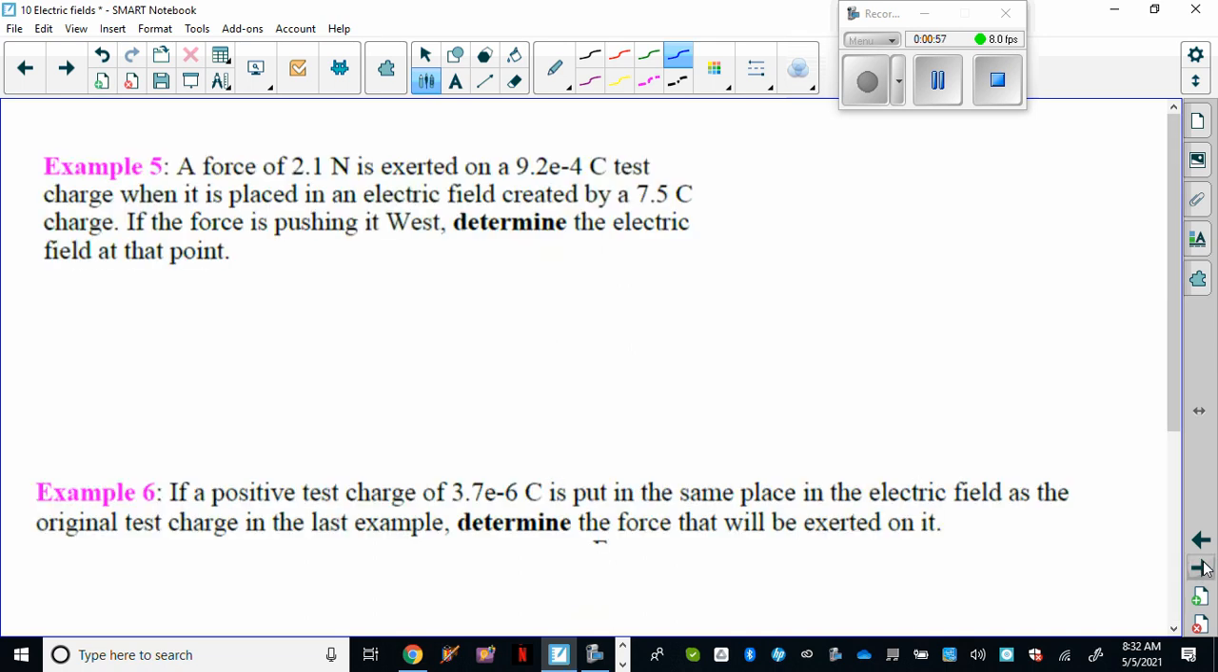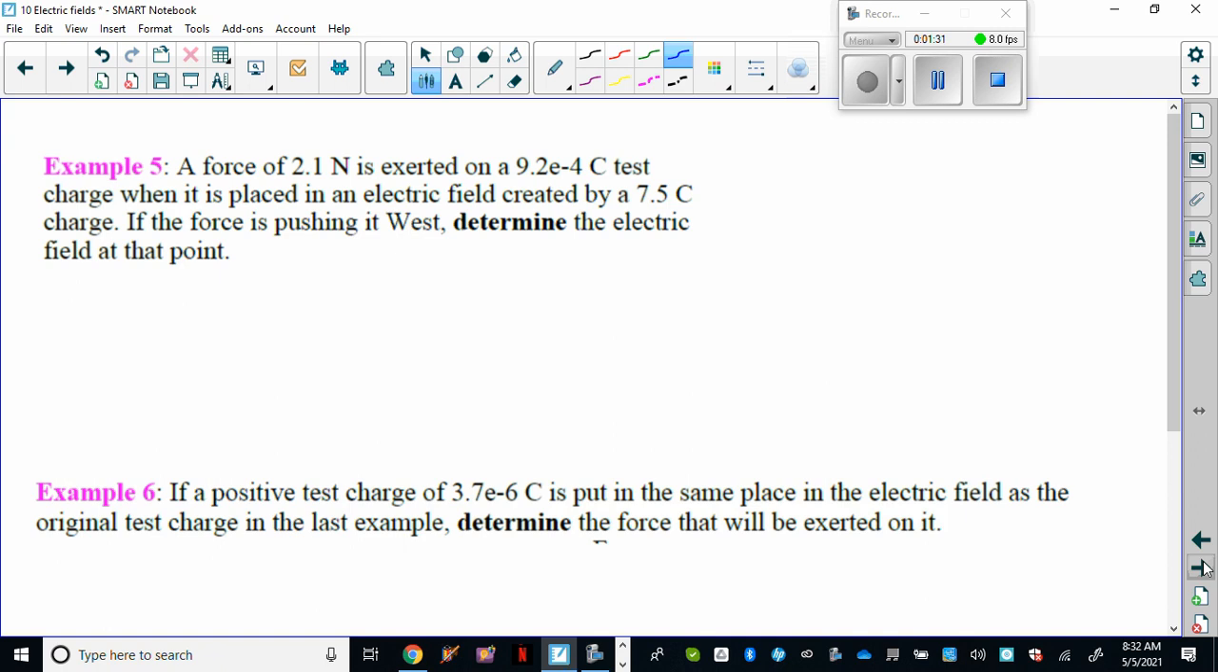So we have examples 5, 6, and 7, which we're going to go through quickly, because they're not the kind of questions that are going to be asked as much, and I'll discuss why as we go through this lesson. In example 5, we have a force of 2.1 newtons exerted on a 9.2 times 10 to the negative 4 coulomb test charge placed in an electric field created by a 7.5 coulomb source charge. If it's pushing west, determine the electric field at that point.